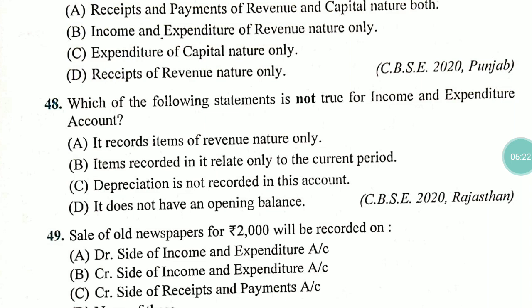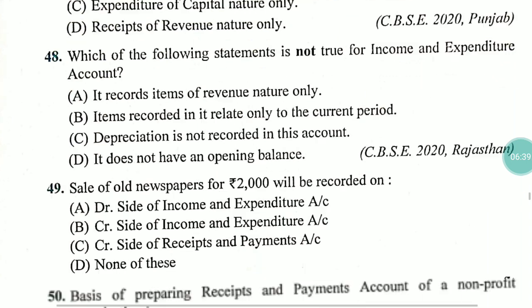This is wrong because depreciation is always shown in the income expenditure account. We also show depreciation on the expenditure side of the income expenditure account. So the option says that it is not shown, but it is shown in the income expenditure account. So this is wrong.